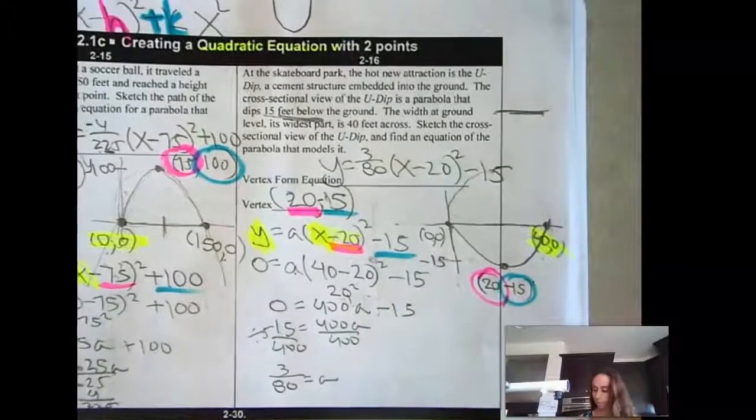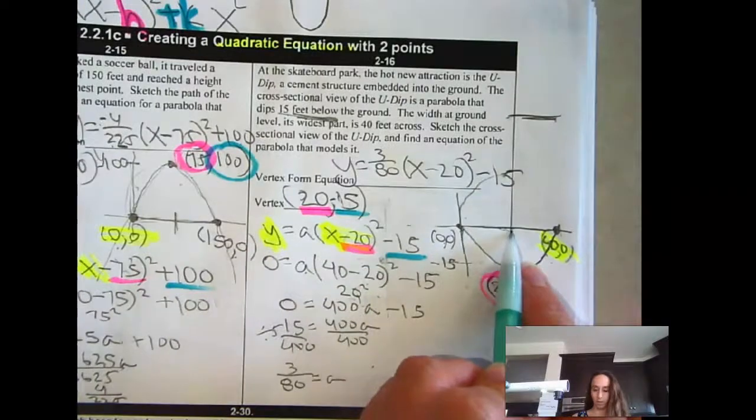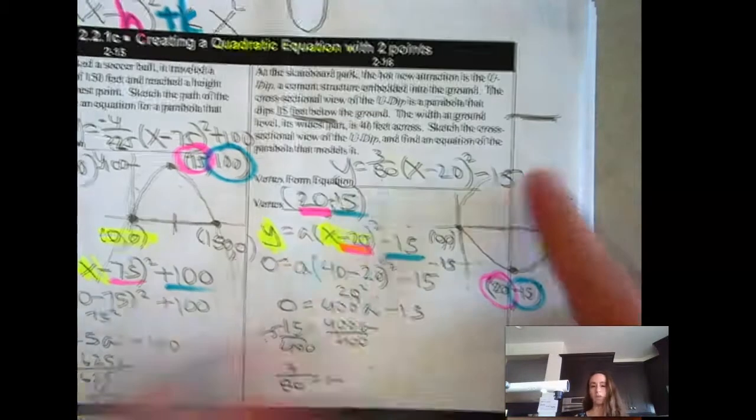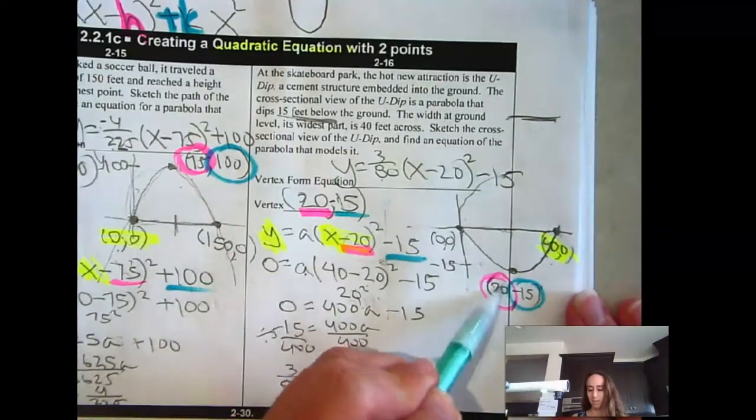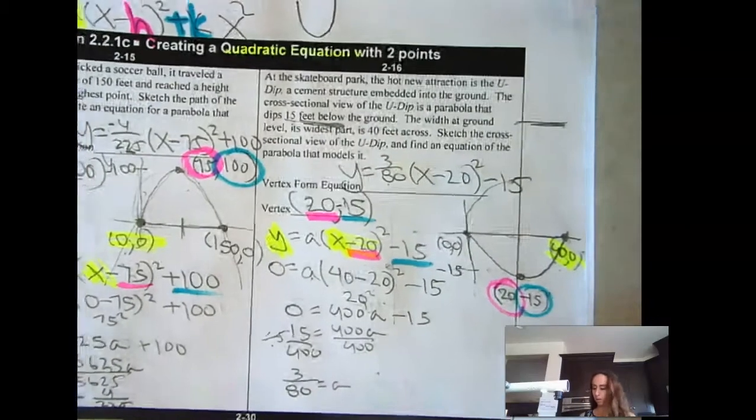Okay, so let's see. What does that mean? That means it's a horizontal translation, 20 units right and 15 down. A vertical compression by a factor of 3/80. And some of you go, but I can't see that. Come on, I didn't measure 40 across. Okay? All right, let's do the next one.